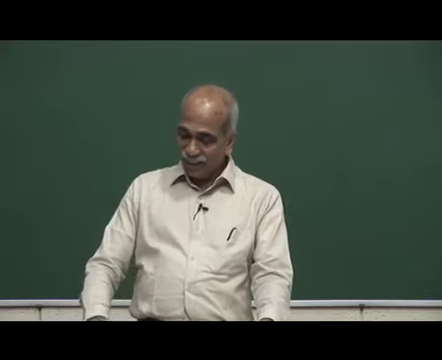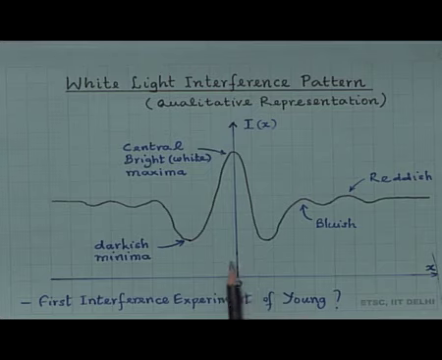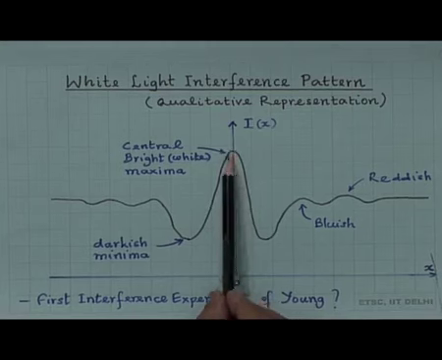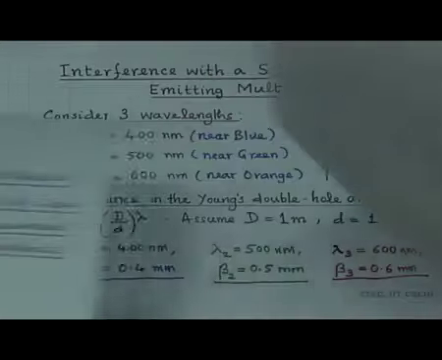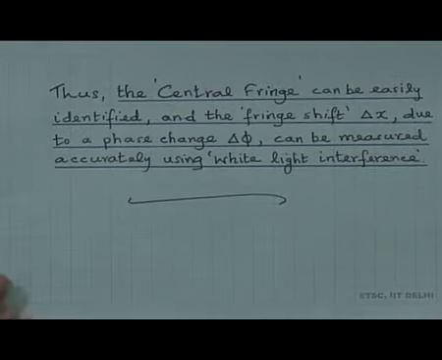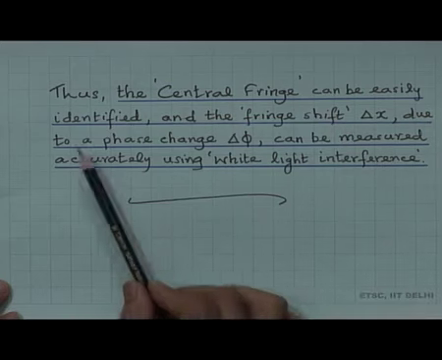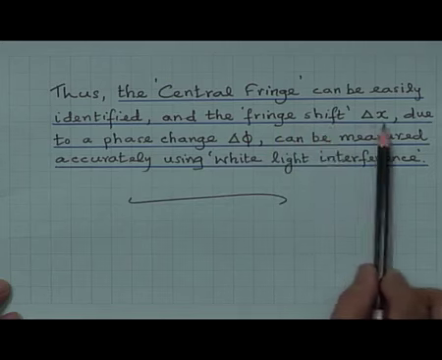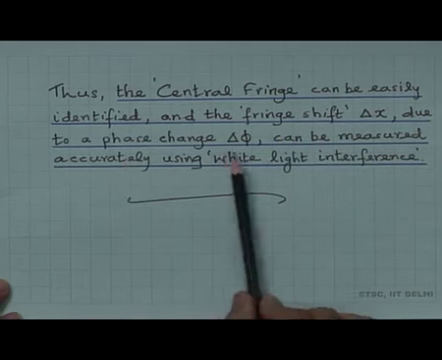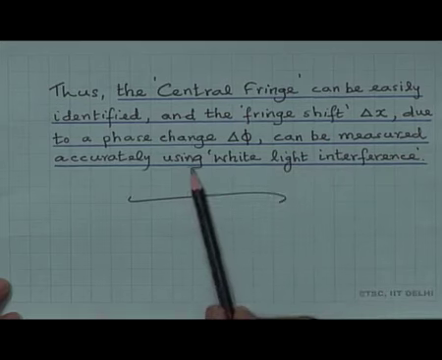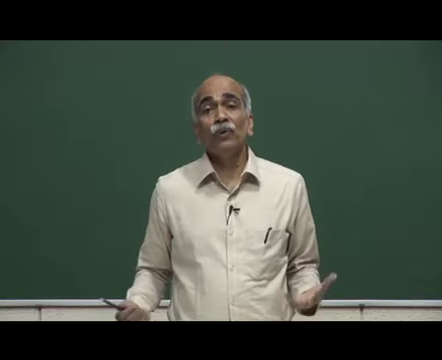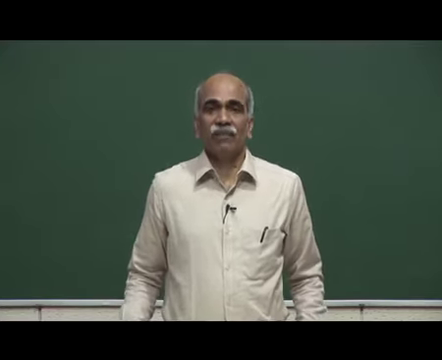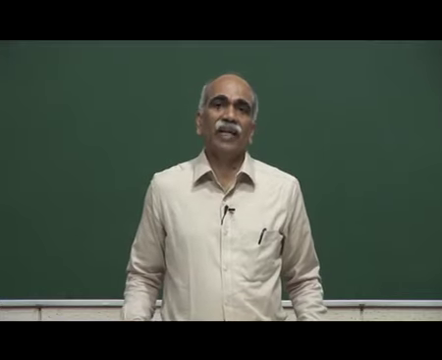So, what is the conclusion? The conclusion is that if you perform the experiment with white light, you will be able to locate the central fringe where the path difference is 0 and the phase difference is 0 for all the wavelengths. Therefore, the final conclusion is that the central fringe can be easily identified, and the fringe shift delta x due to a phase change delta phi can be measured accurately using white light interference. I had posed this question earlier: how to determine the shift in the central fringe? The answer is from white light interference.